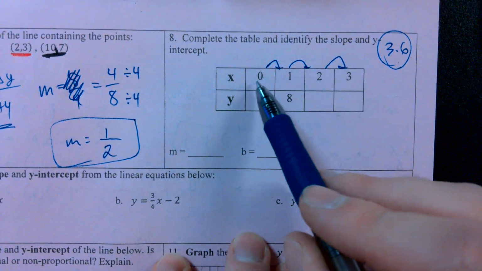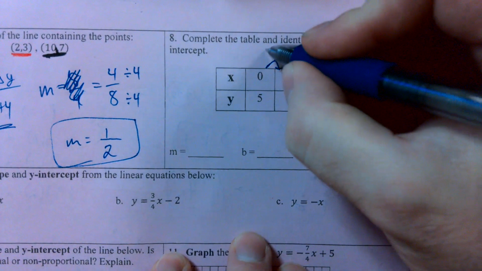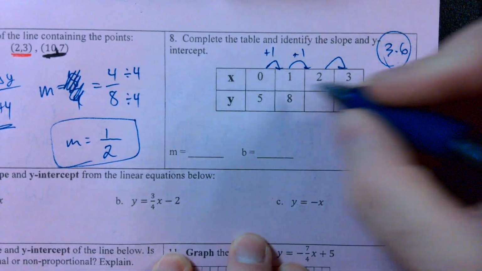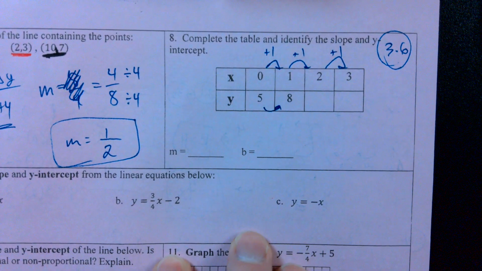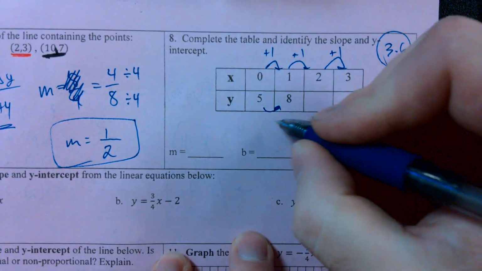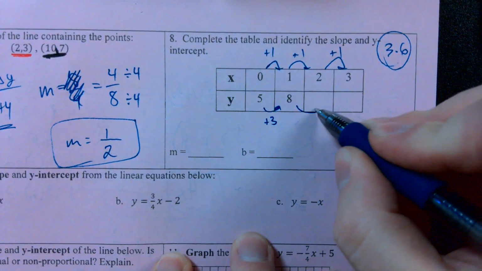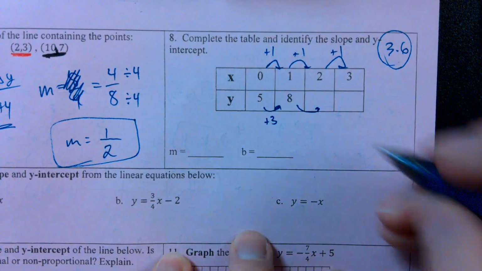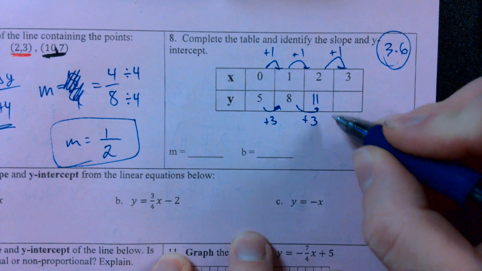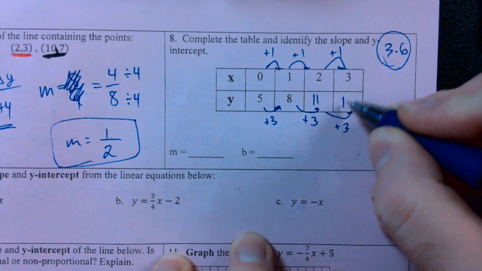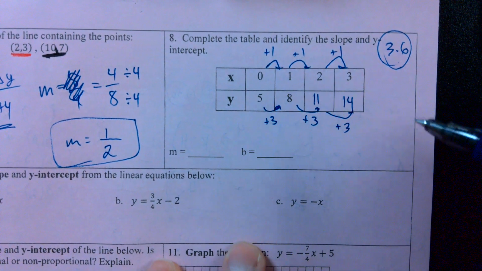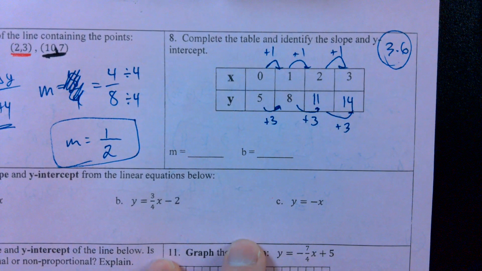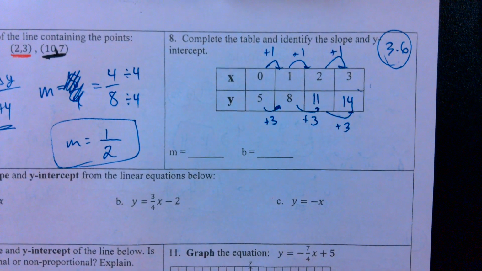On the top, how do I get from 0 to 1? Plus 1. From 1 to 2, plus 1. 2 to 3, plus 1. On the bottom, how do I get from 5 to 8? Plus 3. So what would my next y value be? 11. What would my next one be? 14. We're just following the pattern. We're assuming this is constant, so it's going to be a constant change.